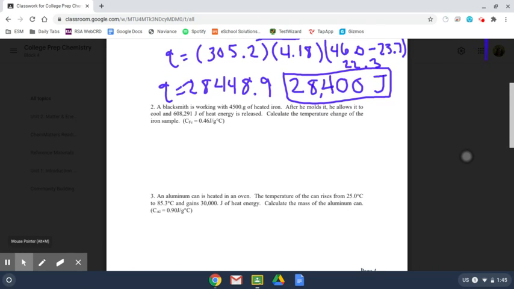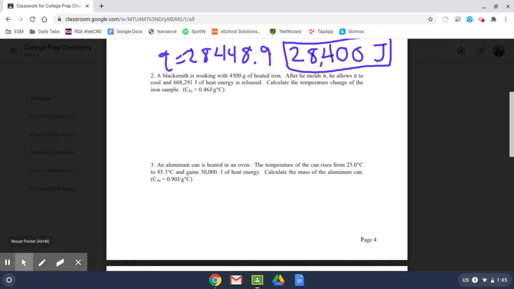All right. A blacksmith is working with 4,500 grams of heated iron. After he molds it, he allows it to cool, and 608,291 joules of heat energy is released. Calculate temperature change. So see how we provided the specific heat of iron. So we're looking for temperature change, which is delta T this time, not Q. So heat is released. That's a negative Q.